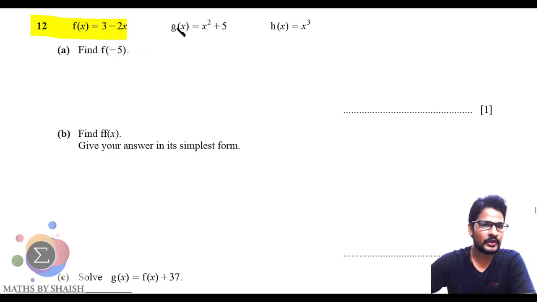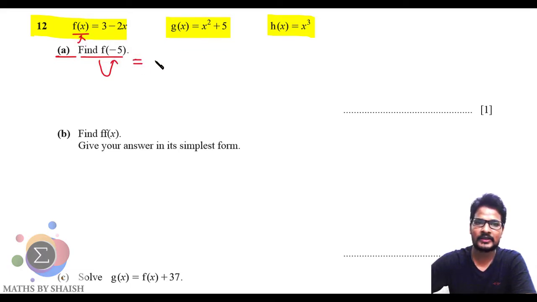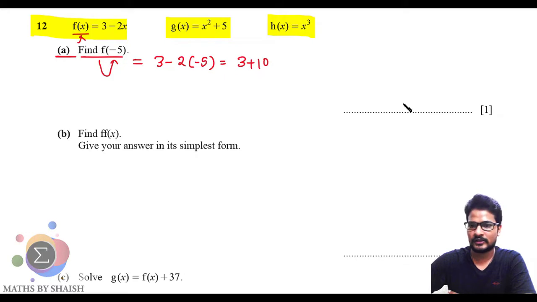Here's question number 12. fx is 3 minus 2x, gx is x squared plus 5, hx is x cubed. So the first question is to find f of minus 5. f of minus 5 means the input is minus 5. What would be the output? Since fx, when the function has input x, it was 3 minus 2x. So if it is f of minus 5, it is going to be 3 minus 2 times the input, that is 2 times minus 5. It is 3 plus 10, and it is 13.